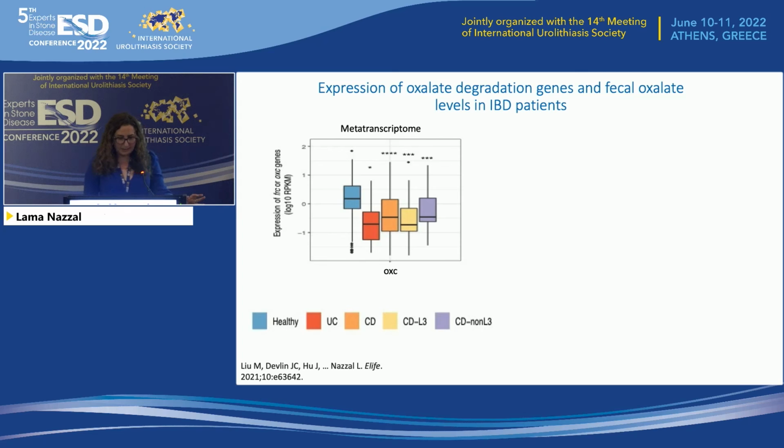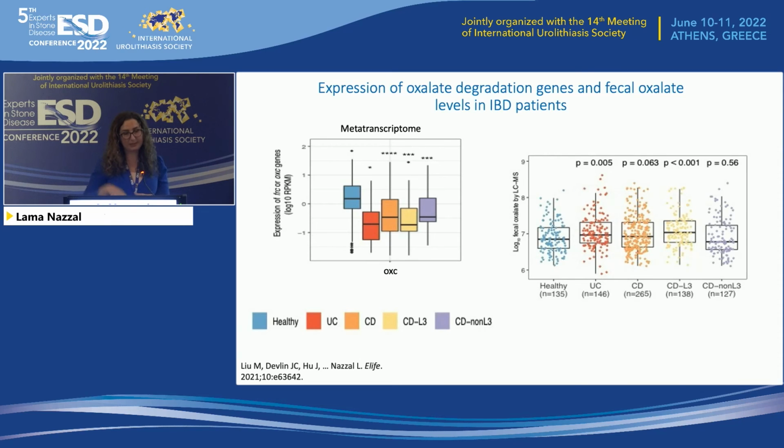Okay, and we also looked at the expression of those genes in IBD patients, which included ulcerative colitis, Crohn's disease, and then the phenotype of malabsorption, which is the CDL3, which has the most malabsorptive phenotype. And we saw that there is a decrease in the oxalate degradation genes in all IBD patients, and that was associated with an increase in fecal oxalate levels. We didn't have urinary oxalate on this big cohort, but fecal oxalate should be a good surrogate of oxalate metabolism.